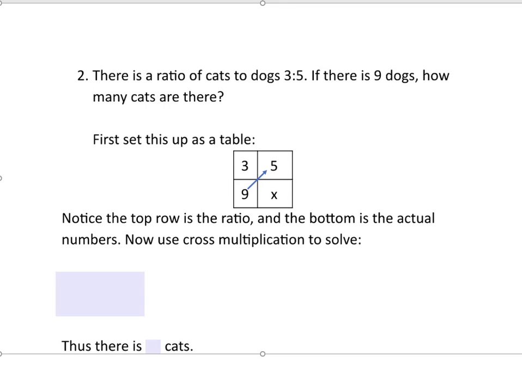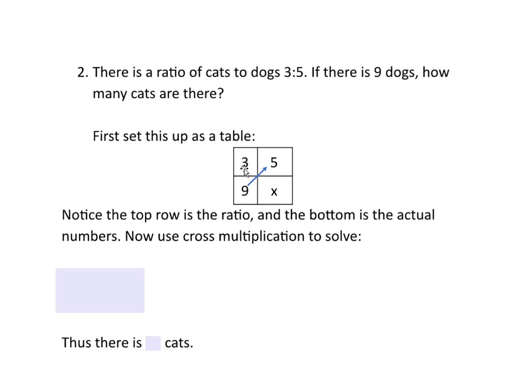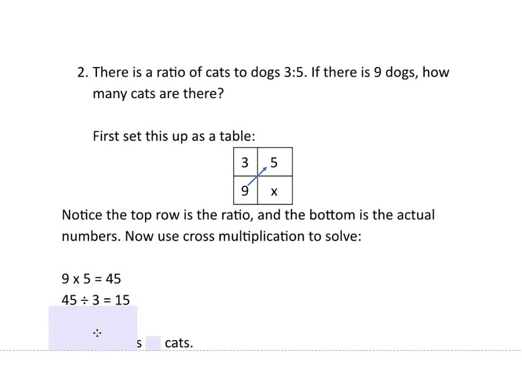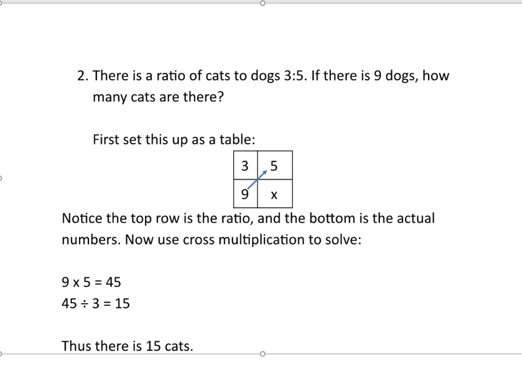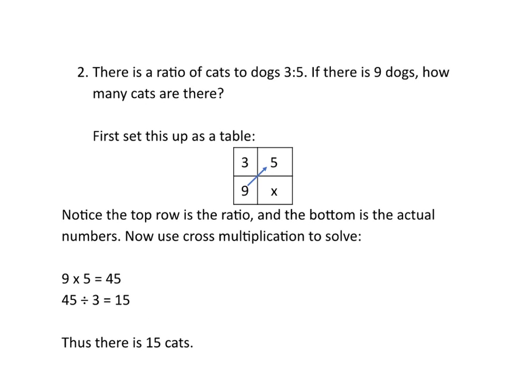So you're going to multiply 9 by 5, then divide by 3, because 3 is the last known number. So 9 times 5. Notice the top row is the ratio. The bottom number is the actual numbers. Use cross multiplication to solve. So 9 times 5 gives us 45. Those are our known diagonals. Then we're going to take that 45, divide it by 3, and we get 15. That means x equals 15, and that we have 15 cats if there is 9 dogs. And that is our final step there. Thus, there's 15 cats. All right, perfect.